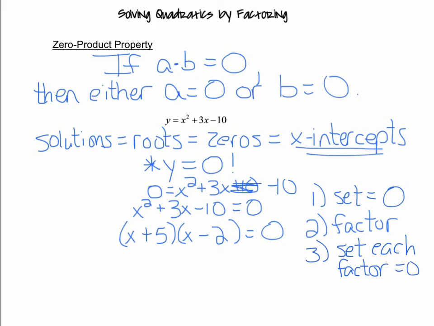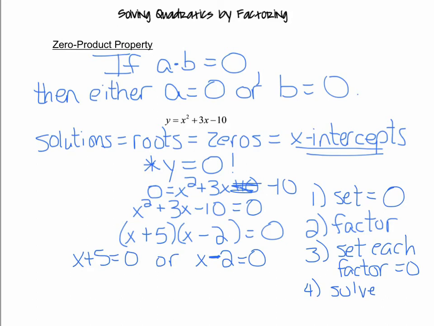Okay, so here's what you do. You set x plus 5 equal to 0, or x minus 2 equal to 0. One or both of those has to equal 0 in order for the product to be 0. Now you've got these nice little easy, no-brainer equations that you have to solve, okay?